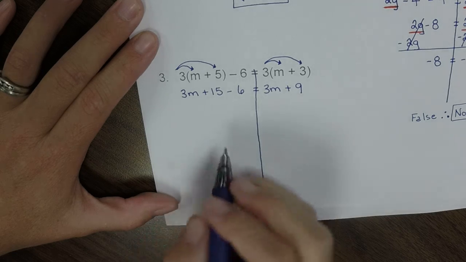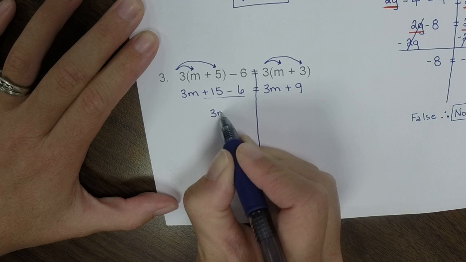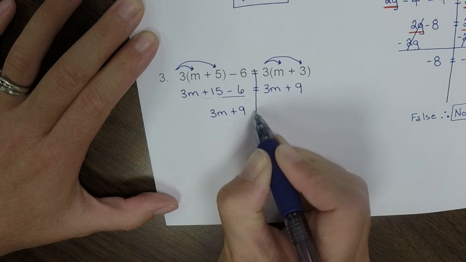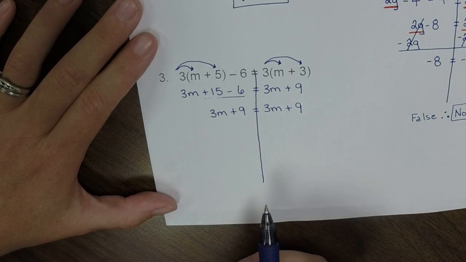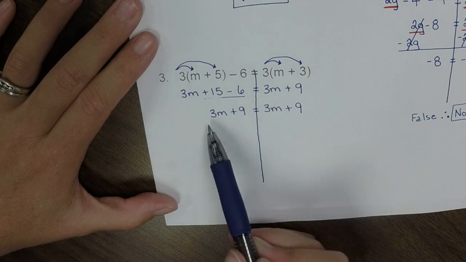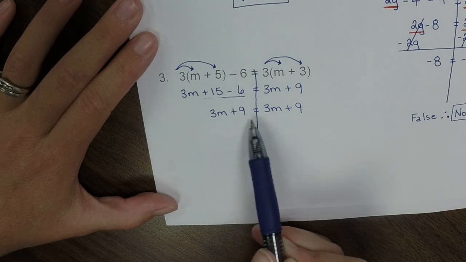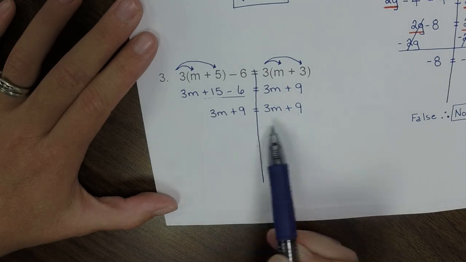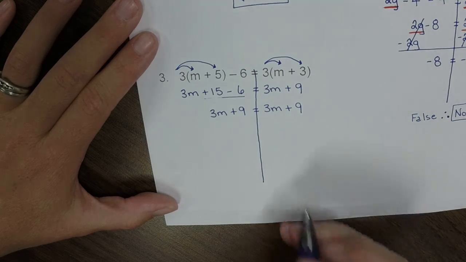Then I combine like terms, so I need to put these together. So I have 3m, 15 minus 6 is 9. And I have 3m minus 9. Now, here's that tell. You should be able to recognize you have a 3m and a 3m. But in this case, you actually have 3m plus 9 equals 3m plus 9. This is always going to be true. They're the exact same equation. But let's look to see what happens.